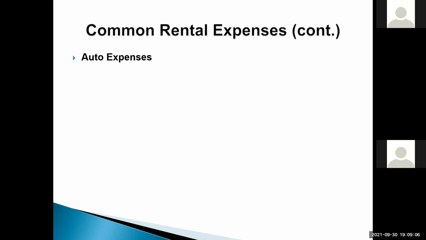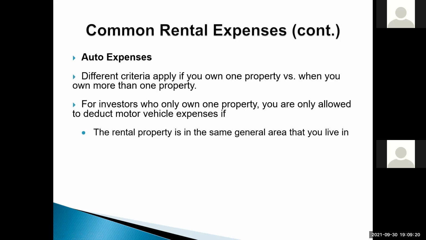Automobile expenses. Now, this can get a little complicated. It comes down to whether you have one or more than one rental property. It's much more restricted if you just have one property. You're only allowed to deduct your automobile expenses against your rental property income if the property is local. So if you have a property in another part of the country, or if it's in the US, even if you're flying there to do things, that is not going to be deductible.